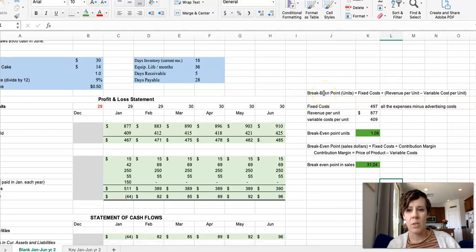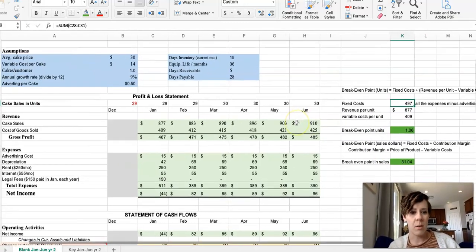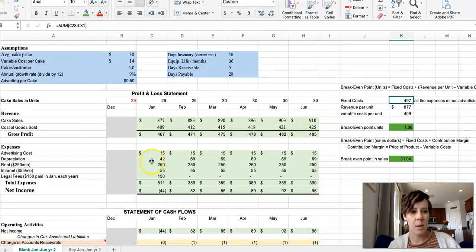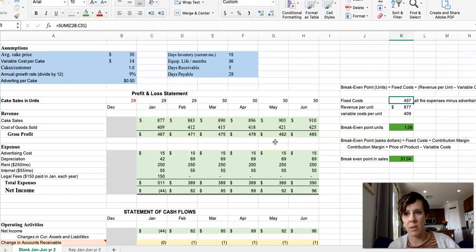For both analyses, the break-even point in sales dollars and the break-even point in units, you need to figure out the fixed costs. I calculated the fixed costs by summing all of the expenses except the advertising costs, because advertising costs are dependent on revenues and are variable. So I wanted to make sure I only included the fixed costs, as it says to use the fixed costs.